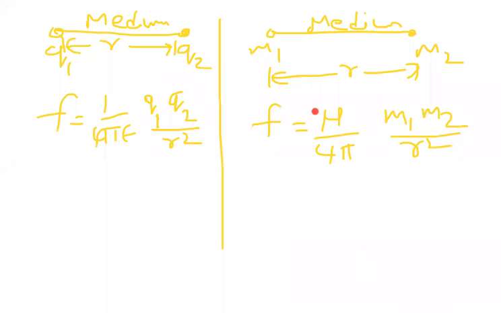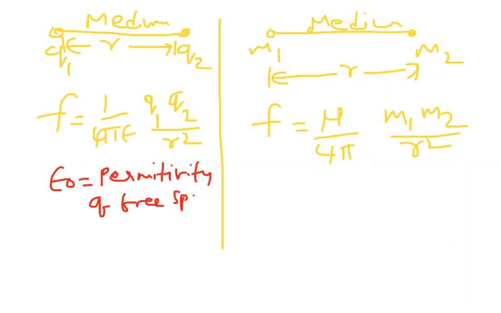Epsilon is what? Mu is what? Let us discuss those terms now. Mu naught. What does mu naught mean? Here we have discussed epsilon naught. Epsilon naught is nothing but the permittivity of free space, and epsilon is called the permittivity of medium.